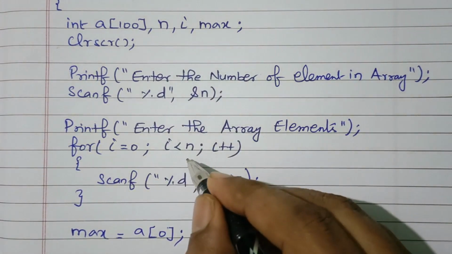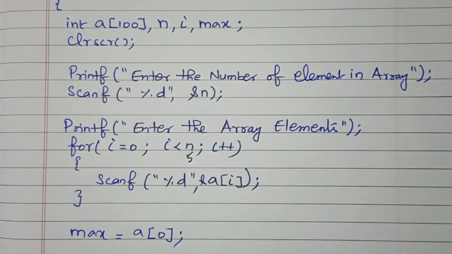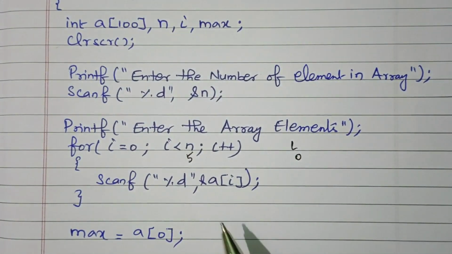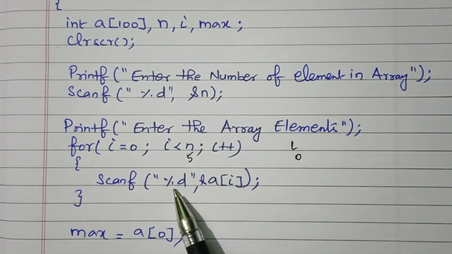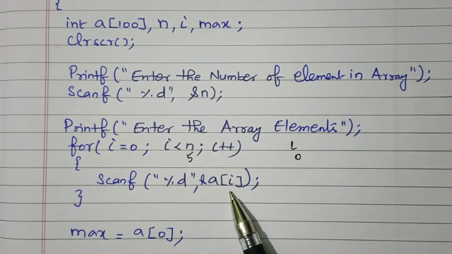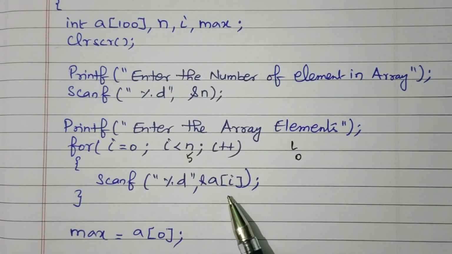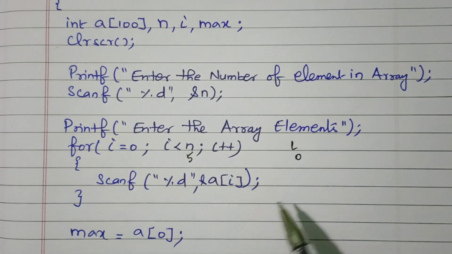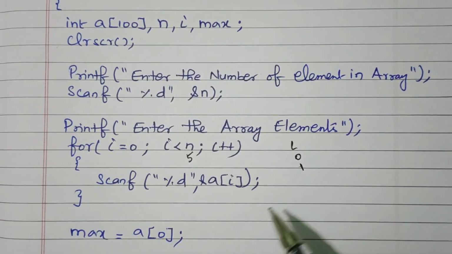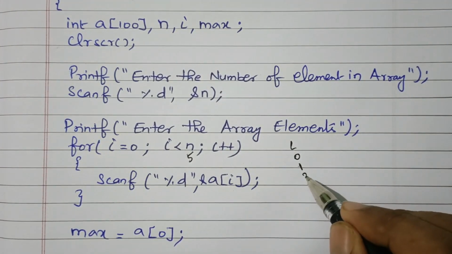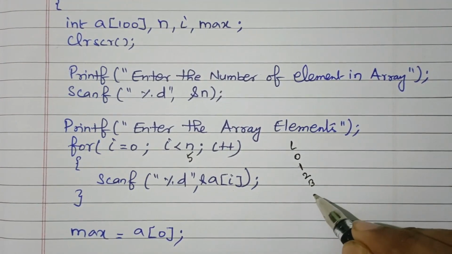Let us consider n is 5, that is, 5 numbers we are going to use. So initially the i value is 0. scanf %d, integer type, and the address of a[i], that is a[0]. The first number the user enters will be stored in a[0]. Then it will go to the increment, i becomes 1, so the second number will be stored in a[1]. Like that it will go a[2], a[3], a[4].